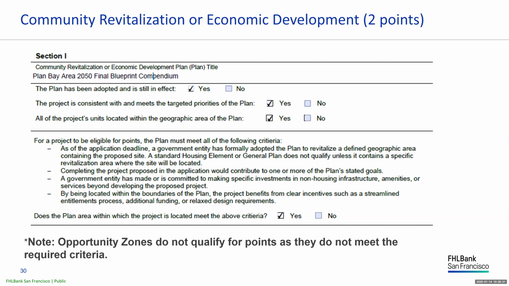A government entity has made or is committed to making specific investments in non-housing infrastructure, amenities, or services beyond developing the proposed project. The project benefits from incentives such as streamlined entitlement process, additional funding, or relaxed design requirements by being inside the boundaries of the plan. Please note that we do not award points to opportunity zones in this subcategory as they do not meet the required plan criteria.